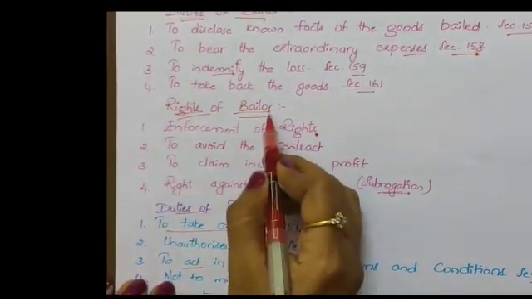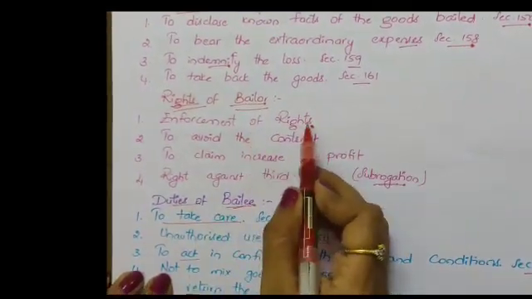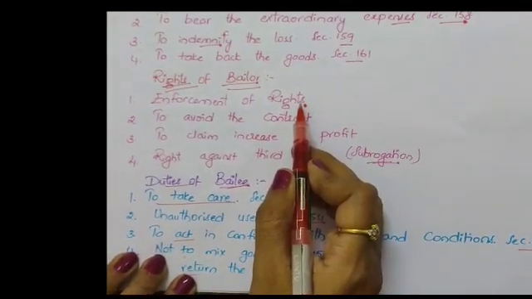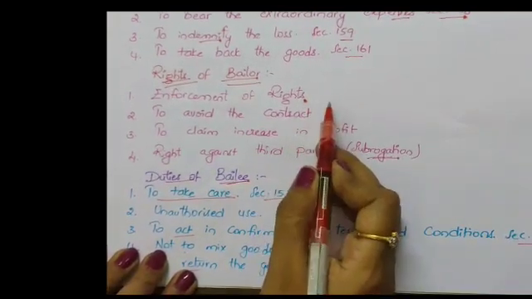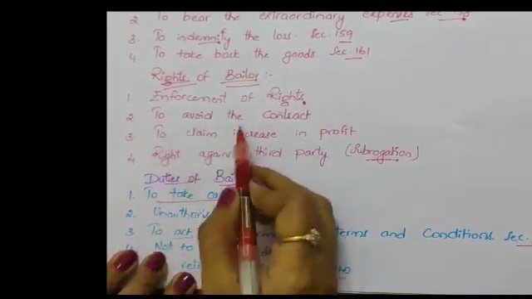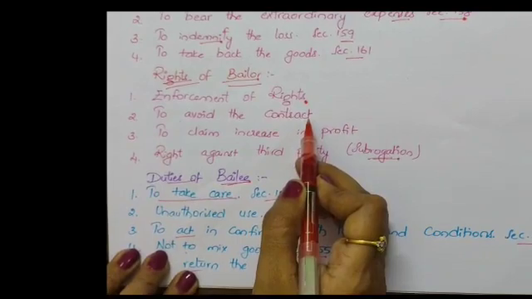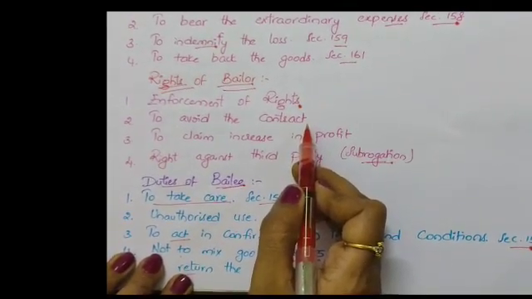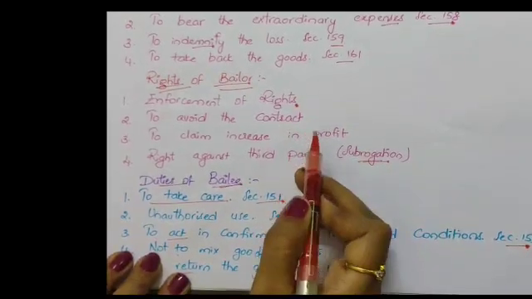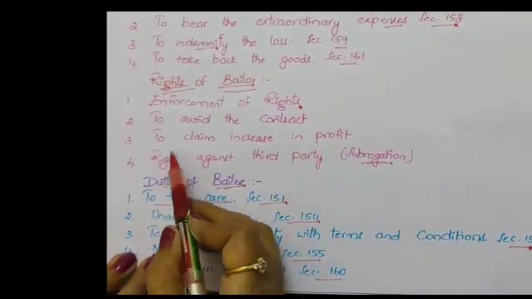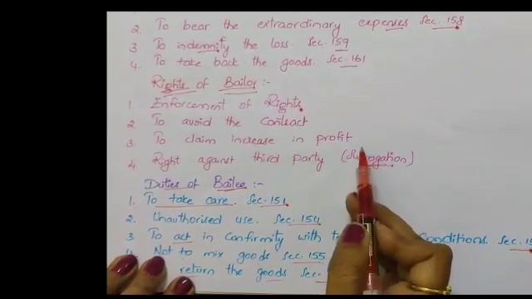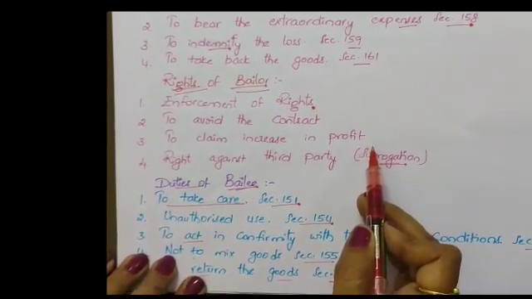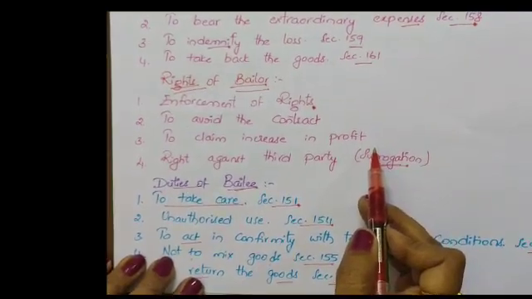Next, rights of bailor. Enforcement of rights. The bailor can sue the bailee to enforce his rights or the duties and liabilities of the bailee. Next, to avoid the contract. The bailor has a right to avoid or terminate the contract if the bailee acts contrary to the terms and conditions of the contract. Next, right to claim increase in profit. If there is any increase in the profit of his goods with the bailee, he can claim such extra profit also.